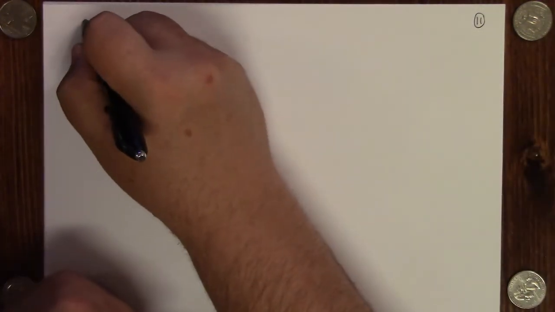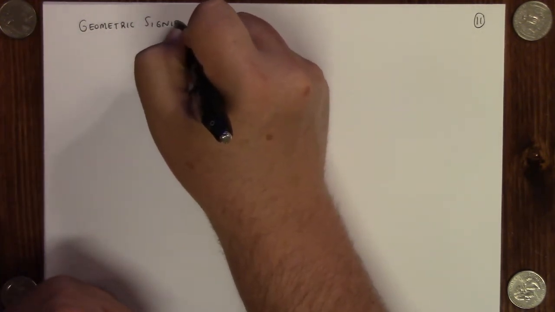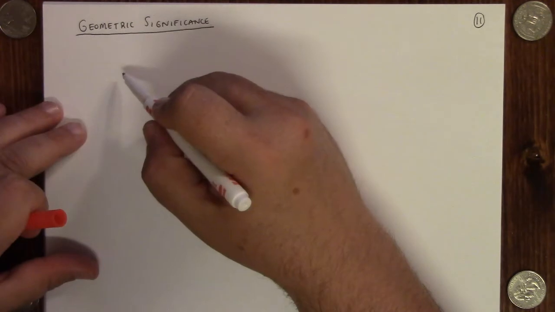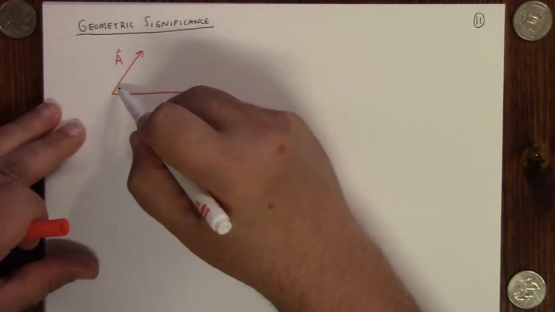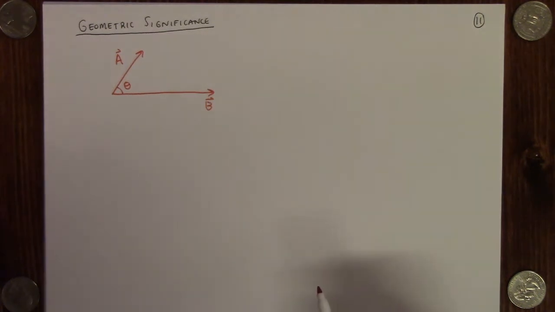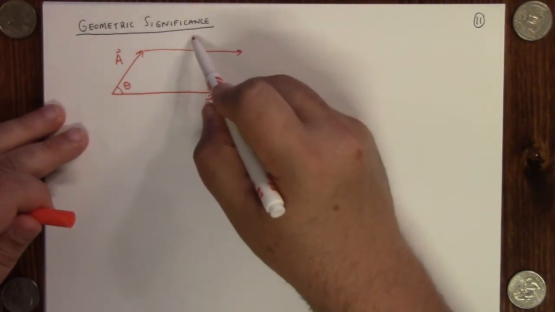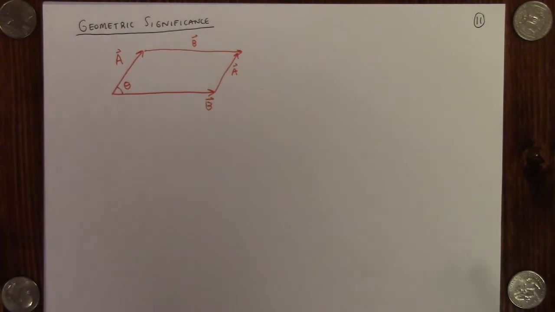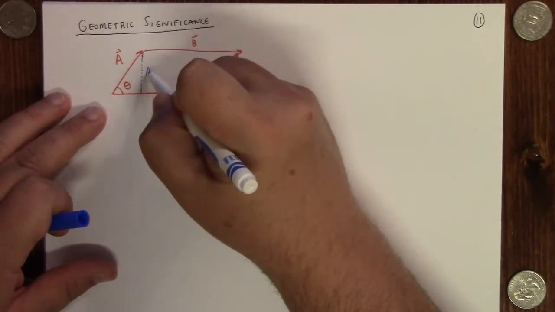So the geometric significance. As I was saying, if we have a vector A like this, and we have vector B like that, then the angle between them is theta. If you draw B again up here, and if you draw A again over here, that makes a parallelogram. In fact, you can do the geometry here. This has length A, so this right here is A sine theta.